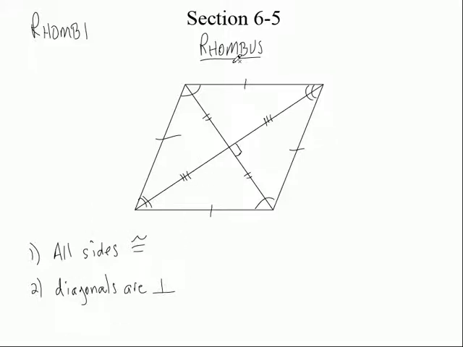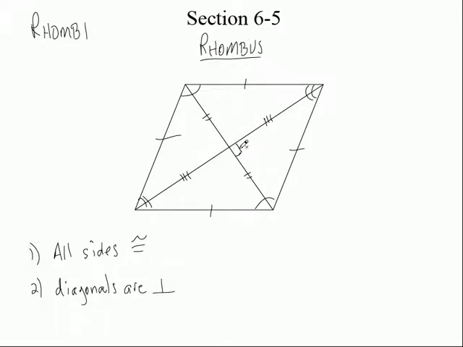What were the specialties of a rectangle? Well, all four right angles, and the diagonals do what? Well, they bisect each other because it's a parallelogram. They're equal to each other on a rectangle. Okay, what's true about the diagonals of a rhombus specifically? They're perpendicular to each other.